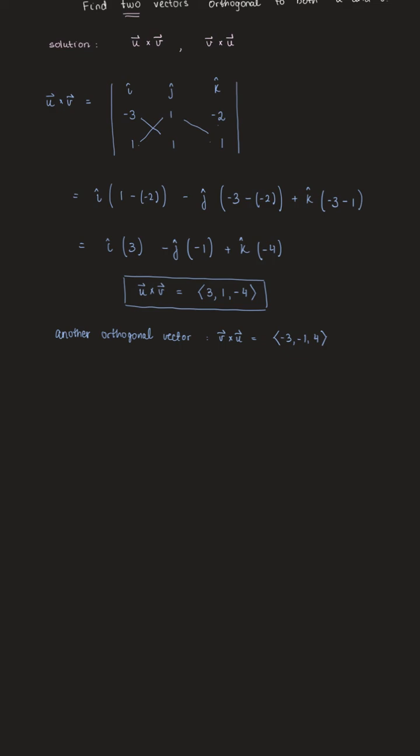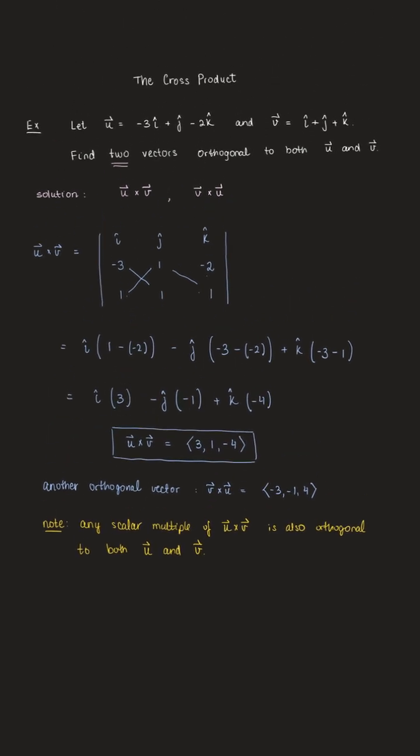So let's make a note of that. Let's note that any scalar multiple of u cross v is also orthogonal to both u and v. All right, so there is our first example of finding the cross product and interpreting its meaning.